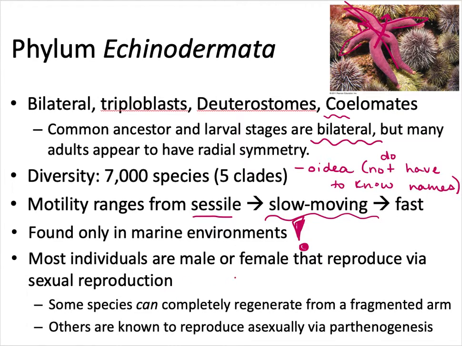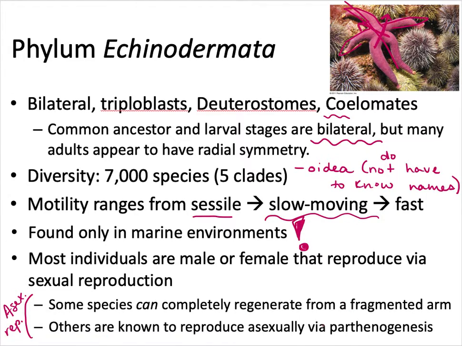And individuals are male or female and can reproduce by sexual reproduction, but there are a couple of examples of asexual reproduction as well. So there are some species that can fragment an arm and then completely regenerate either that arm or a completely new living animal from that fragmented arm. So this is one way that echinoderms can reproduce asexually.